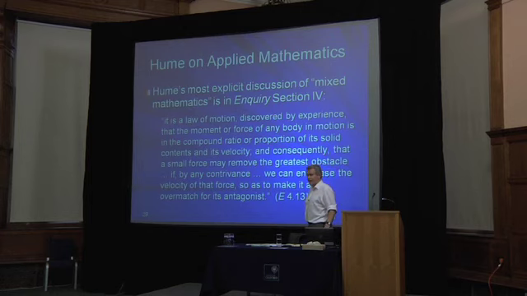Okay, the crucial test case has to be applied mathematics. The crucial test: can you have a demonstrative argument, a mathematical argument, which does not have a priori premises? The question has to be, does Hume recognize applied mathematics? Yes, he does. "It is a law of motion discovered by experience that the moment or force of any body in motion is in the compound ratio or proportion of its solid contents and its velocity." Read that as momentum equals mass times velocity. "And consequently, that a small force may remove the greatest obstacle if by any contrivance we can increase the velocity of that force so as to make it an overmatch for its antagonist."